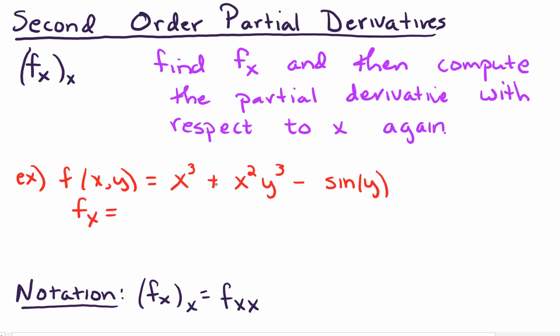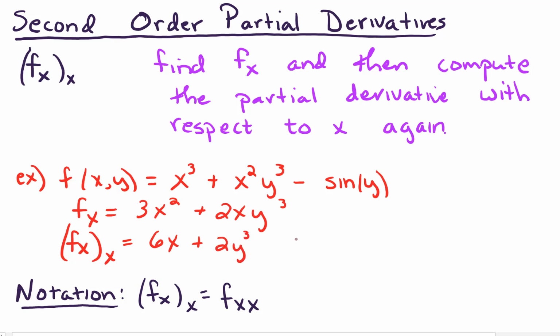We've got f of x, y equals x cubed plus x squared y cubed minus sine y. And the first thing we need to do is find the partial derivative with respect to x. So that would be 3x squared plus 2x y cubed minus 0. Next, we need to do the partial derivative of the partial derivative. So the first term we get 6x, next we get 2y cubed. And that is our second order partial derivative with respect to x.